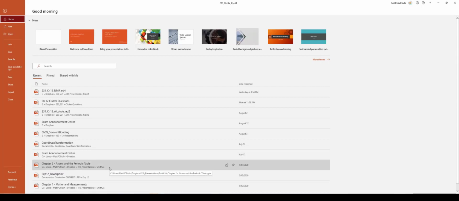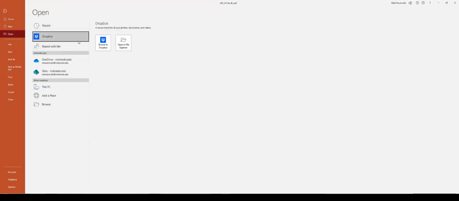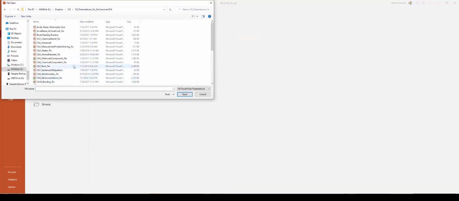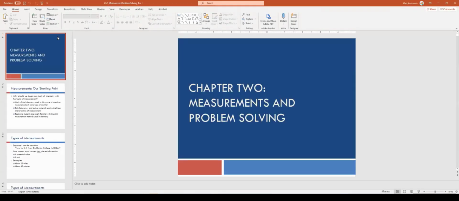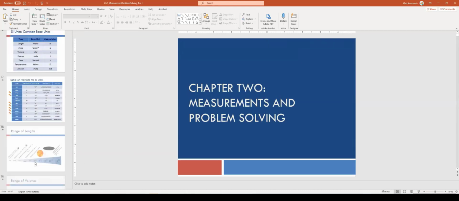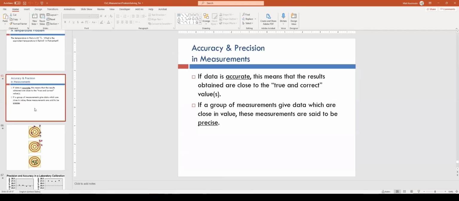So for example, this is so annoying. Where is my chapter 2? There we are. So just to show you this, and this comes right out of the Chem 130 book right here. You're accurate if you're getting the true value. But if you're getting the same type of values over and over, you are precise.